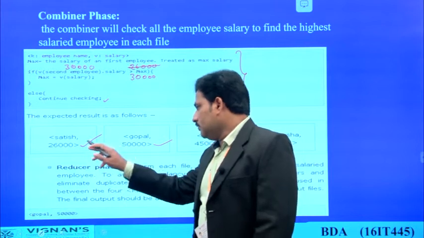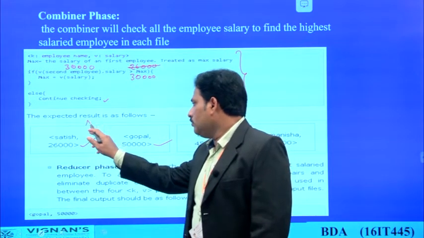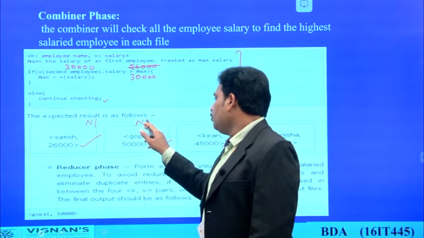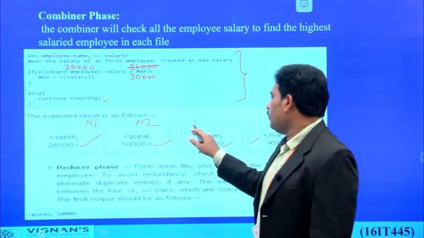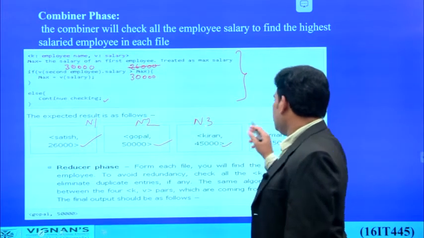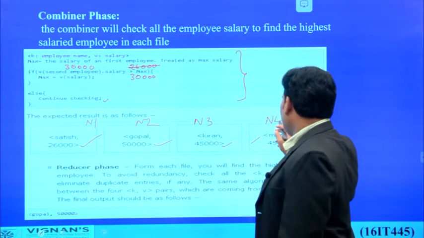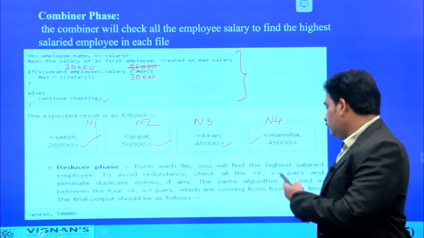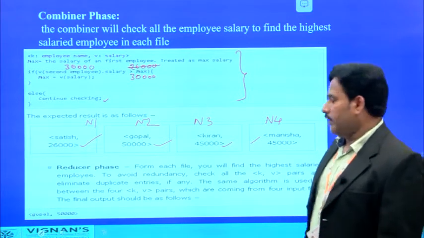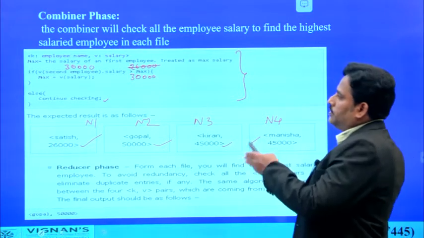Record 1, Satish, is from node 1, and this is from node 2, where Gopal is having 50k. Node 3 retrieved Kiran, whose salary is 45k, and node 4 has written Manisha's salary, which is 45k.